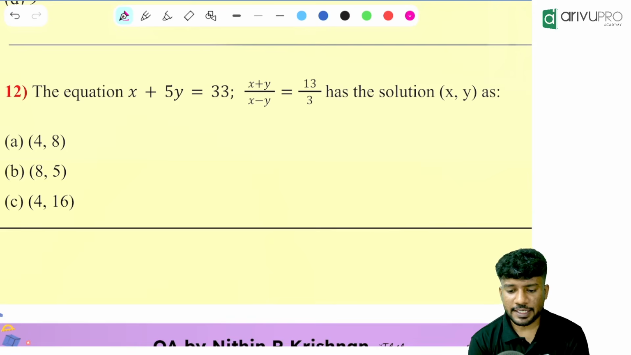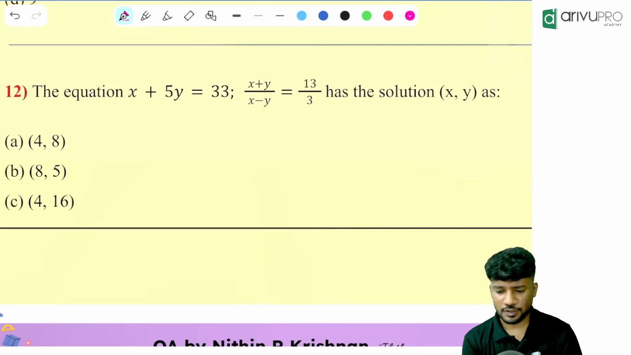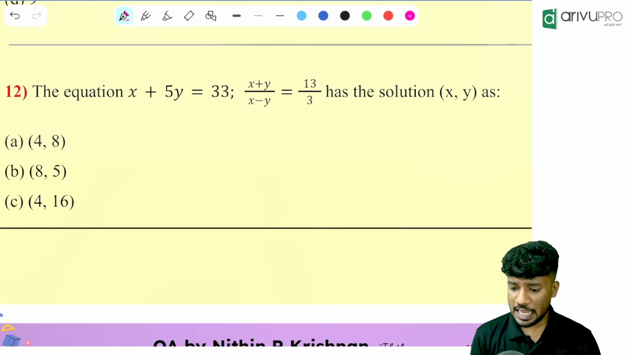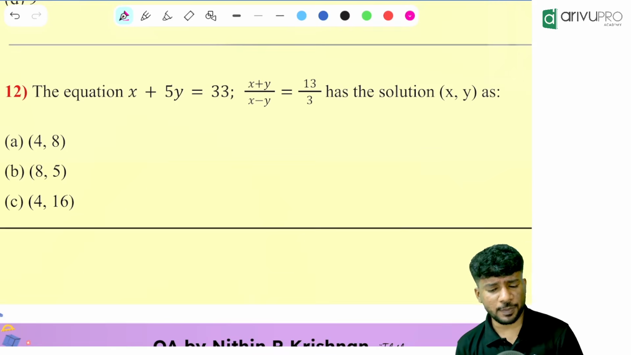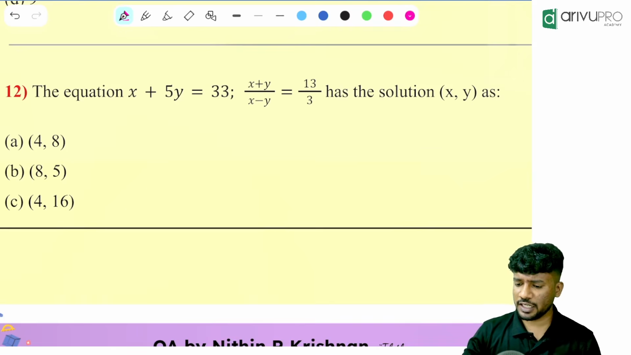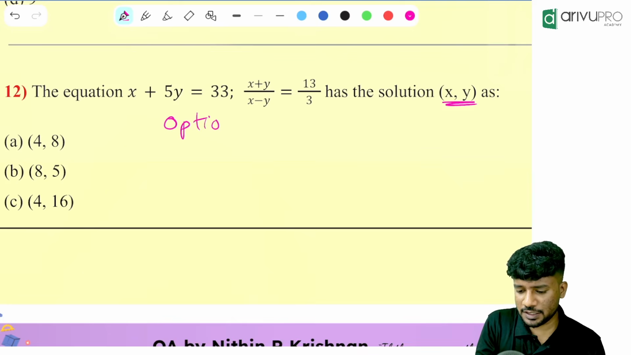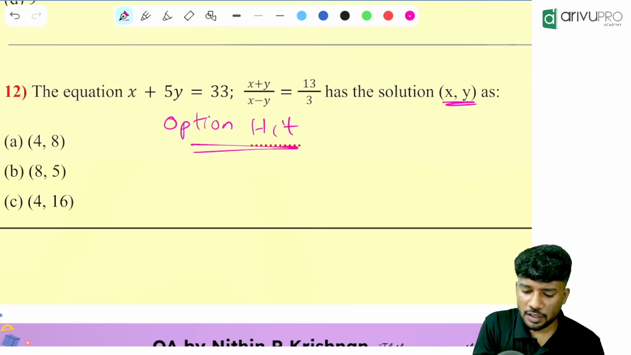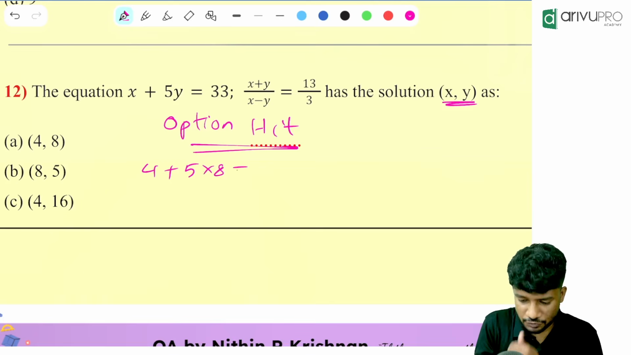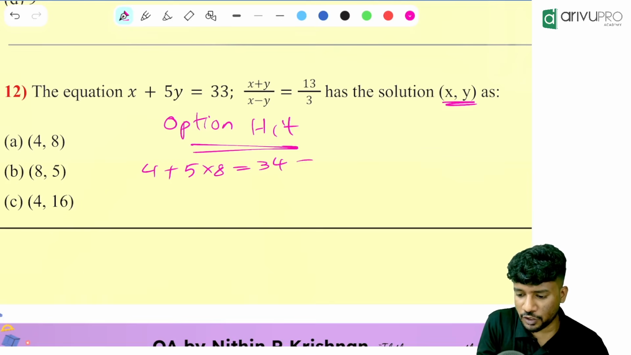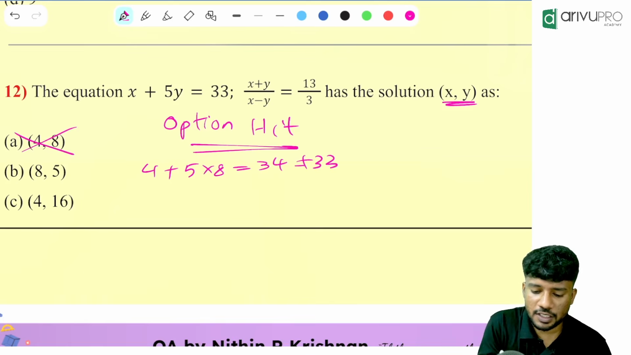Try. The equation x plus 5y is equal to 33, and x plus y divided by x minus y is equal to 13 by 3. Find the solution of x and y. Option hitting is the easiest method because x and y values are given in the options. Try option A: 4 plus 5 into 8, which is 34, not equal to 33. That means option A is wrong.